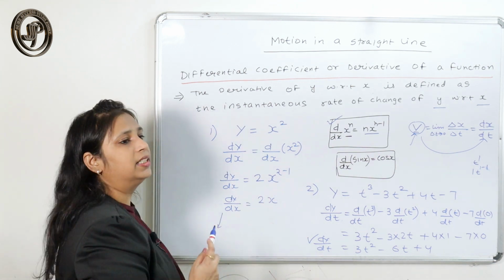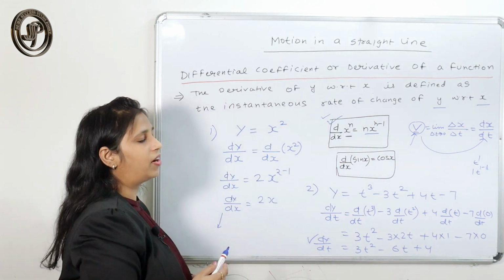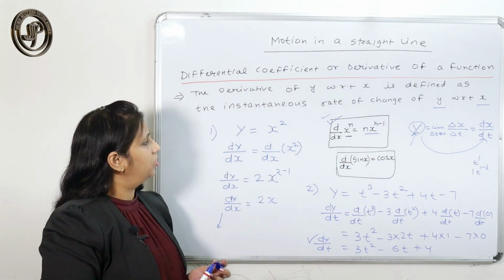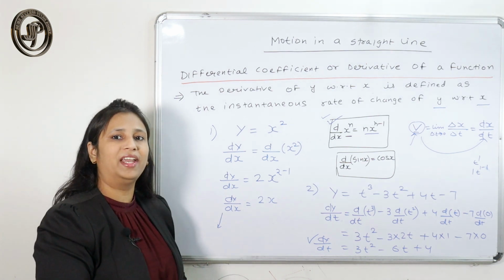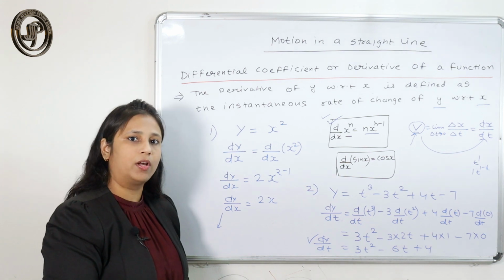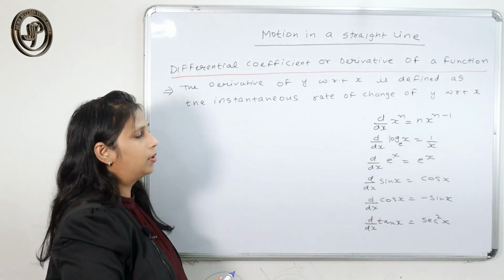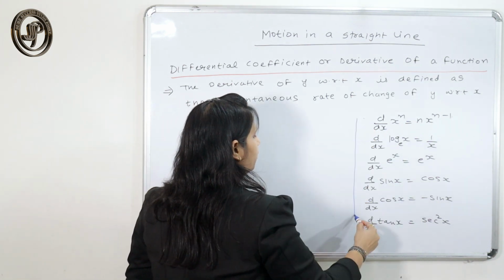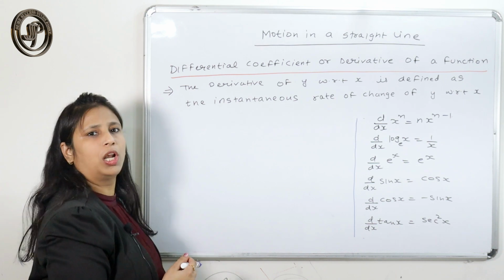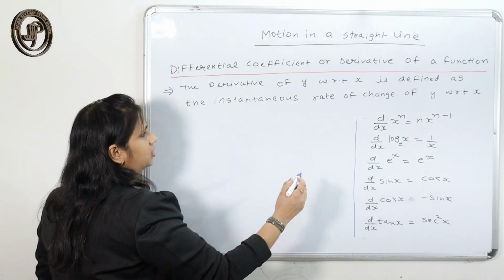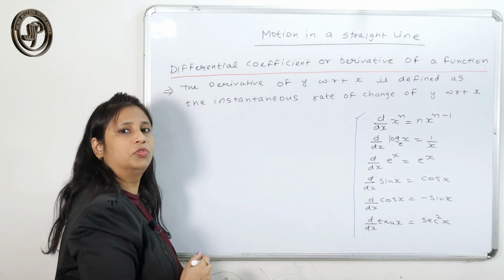So in both the cases I have applied the formula only, since both are algebraic functions. I applied the formula d upon dx of x raised to power n equals n x raised to n minus 1. So these are some important formulas that may be very useful to find the derivative of some important functions in physics. These are very basic formulas for differentiation. So at least if you are a non-math student, you need to memorize those formulas. That is very useful in physics.